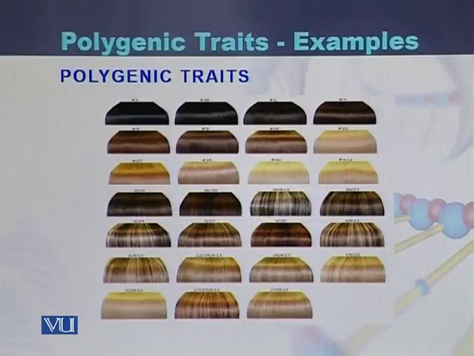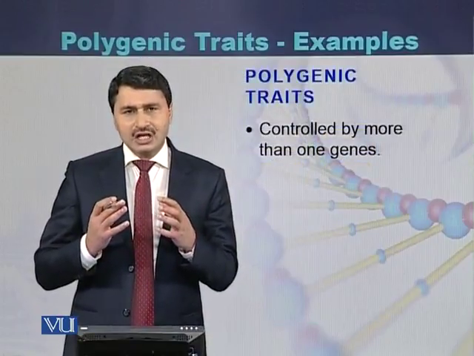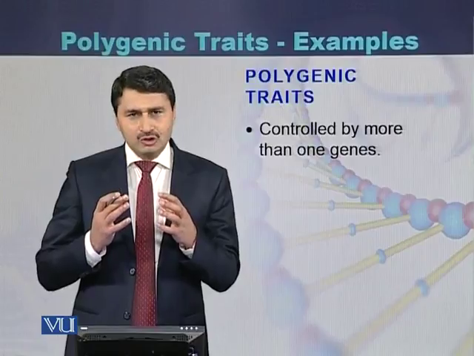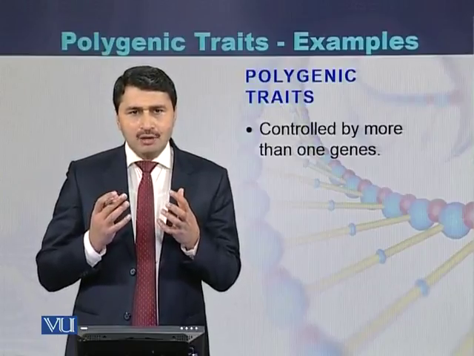These are different hair colors or different shades in humans which are due to the 4 genes which are present on different chromosomes. So we can conclude that polygenic traits are those traits which are controlled by more than one gene. Genes can be 2 or more than 2.